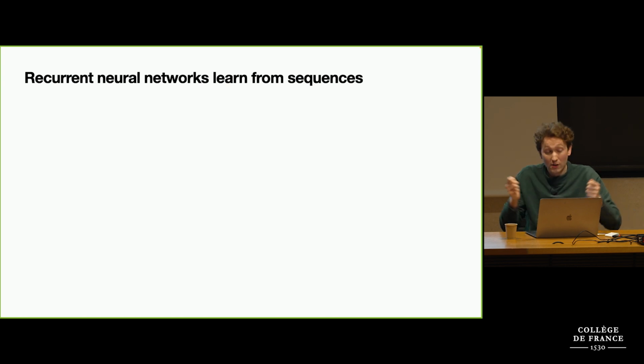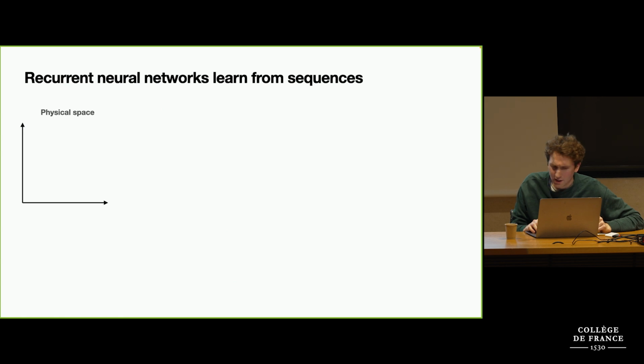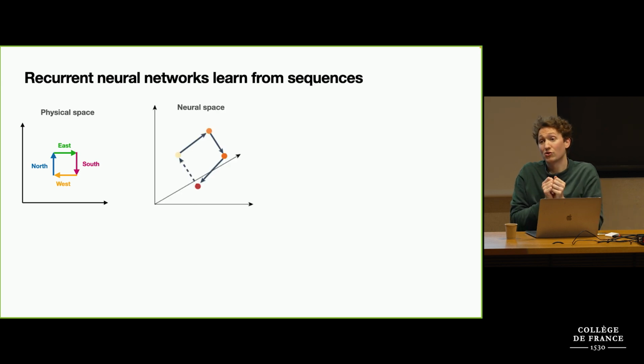Well, we know that recurrent neural networks, for example, are particularly good at learning from sequences. And that's really been the dominant view of how these brain areas actually learn. So what do we need? Well, in physical space, we might start at some location and go east, south, west, and north. That just means we need our recurrent neural network to have trajectories that also go in loops. So they sort of mimic the outside world in their own internal representations, just like an internal model.